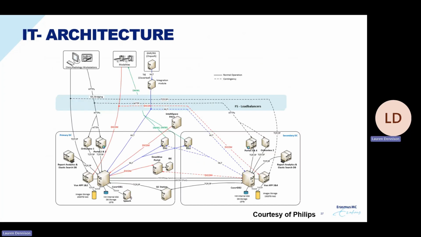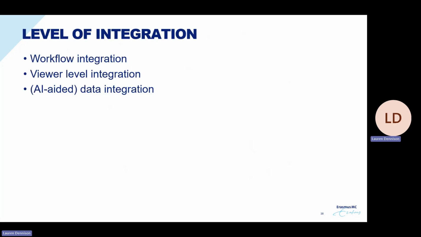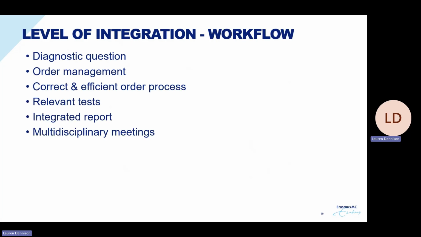In practice, of course, it's much more difficult, and I won't go into this chart, but when it comes to IT infrastructure, of course, that's sometimes something that can slow us down. And then talking about the level of integration, so this could be at the level of the workflow, as we've just discussed. We can do that at the viewer level, or we can potentially do that by data integration. This could be AI aided.